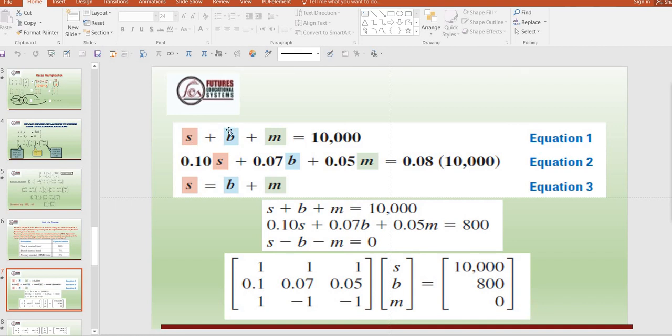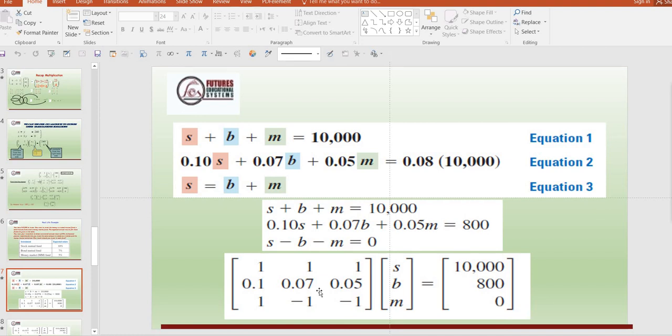We take the coefficients of each of these 3 equations. The first row, 1, 1, 1, represents stock, bond and money market. The second row, 0.1, 0.07, 0.05, represents the returns. The third row is S equals B plus M, so 1, negative 1, negative 1, meaning S minus B minus M equals 0. The result is the constant matrix.